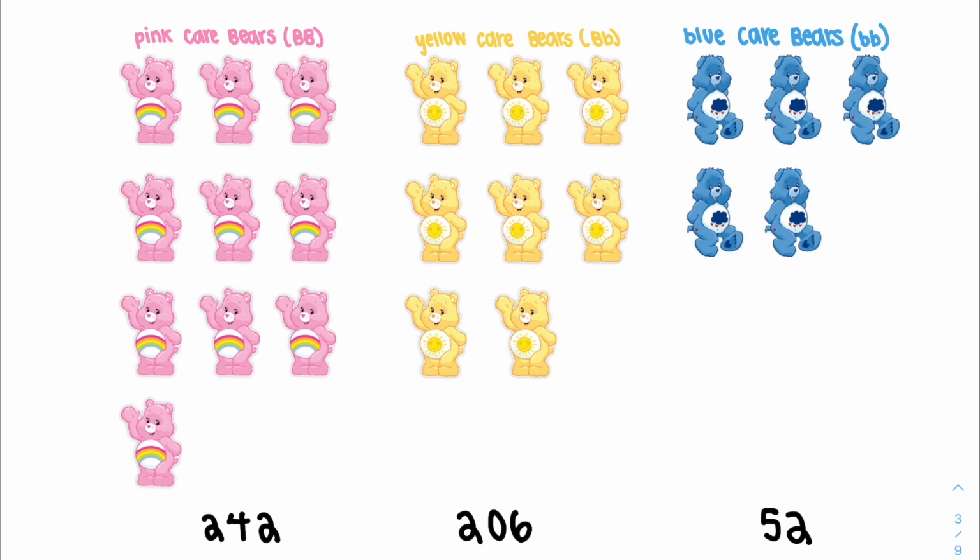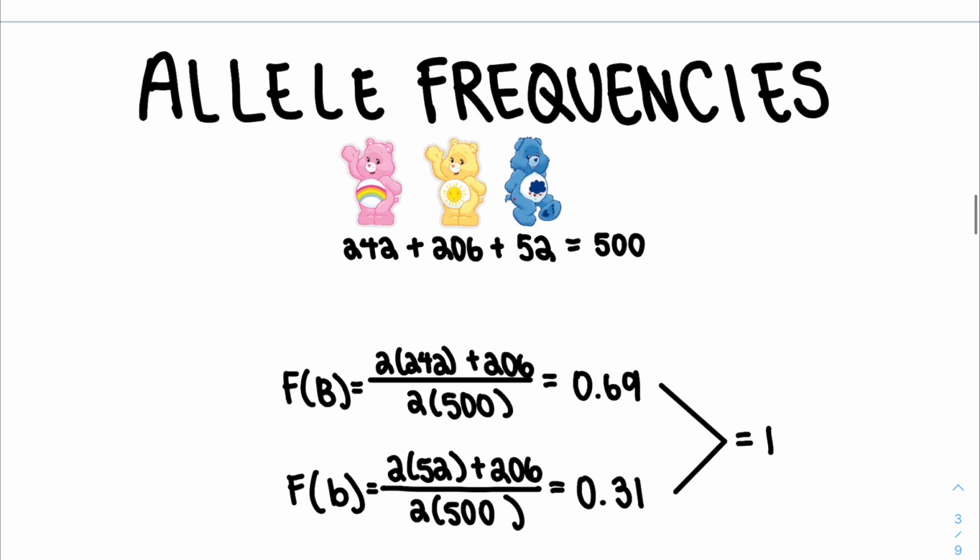Now we're going to calculate our allele frequencies. With the information given above, we will calculate the frequency of the big B allele to be 0.69. We will do the same thing for the little b allele and find that frequency to be 0.31. Keep in mind that the allelic frequencies must add up to 1.